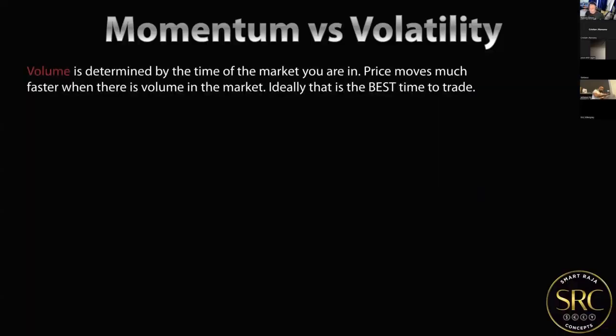Momentum versus volatility. Volume is determined by the time of the market you are in. So whenever you're looking at the volume, or trying to identify when there's going to be volume in the market, it's determined by the time you are in. Price moves much faster when there's volume in the market. What are some things that identify volume in the market? Market open has a lot of volume.